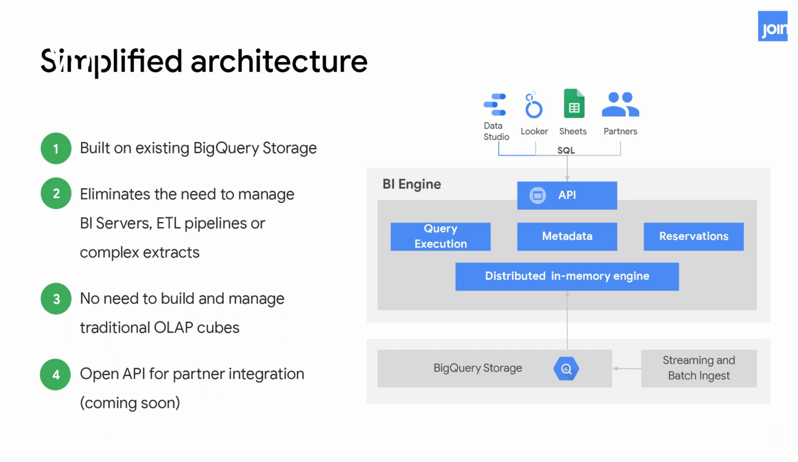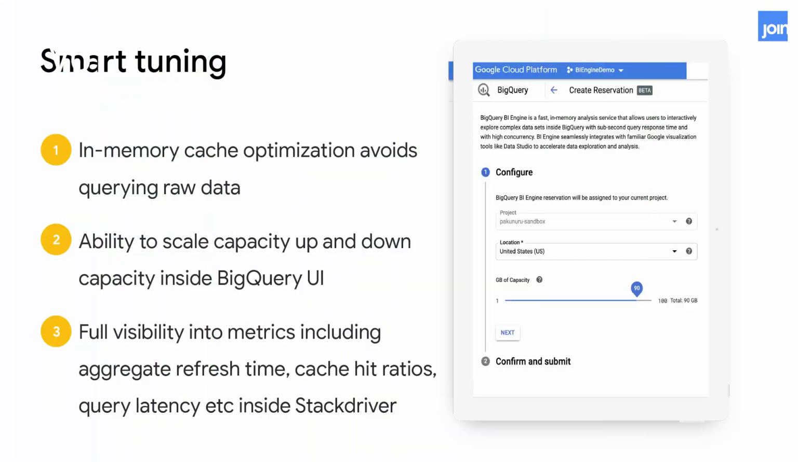You no longer need to extract or manage complex ETL pipelines to move your data from BigQuery into other subsystems. Today, BigQuery BI Engine is available for Data Studio, but what we're going to launch later this year is the BigQuery BI Engine API, which is integrated directly into the BigQuery API. This allows solutions like Looker and other BI tools to easily integrate with BI Engine without having to make any change.